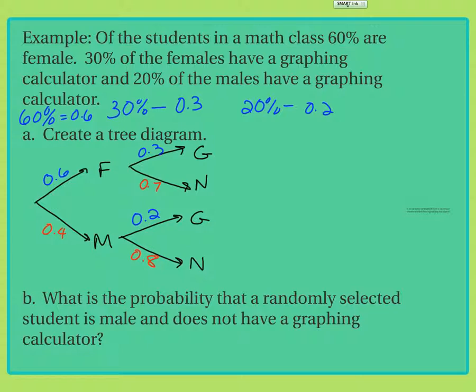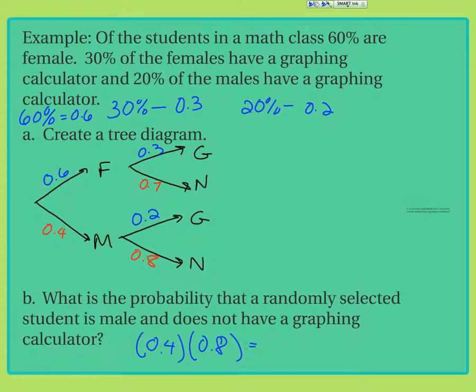So then the question is, what is the probability that a randomly selected student is male and does not have a graphing calculator. So I do have to multiply both parts. So it's 0.4 for the chances that the student is male, and then 0.8 for the chances that the male student does not have a graphing calculator. So just like on Wednesday, we have to multiply the compound probability because it's male and no graphing calculator.